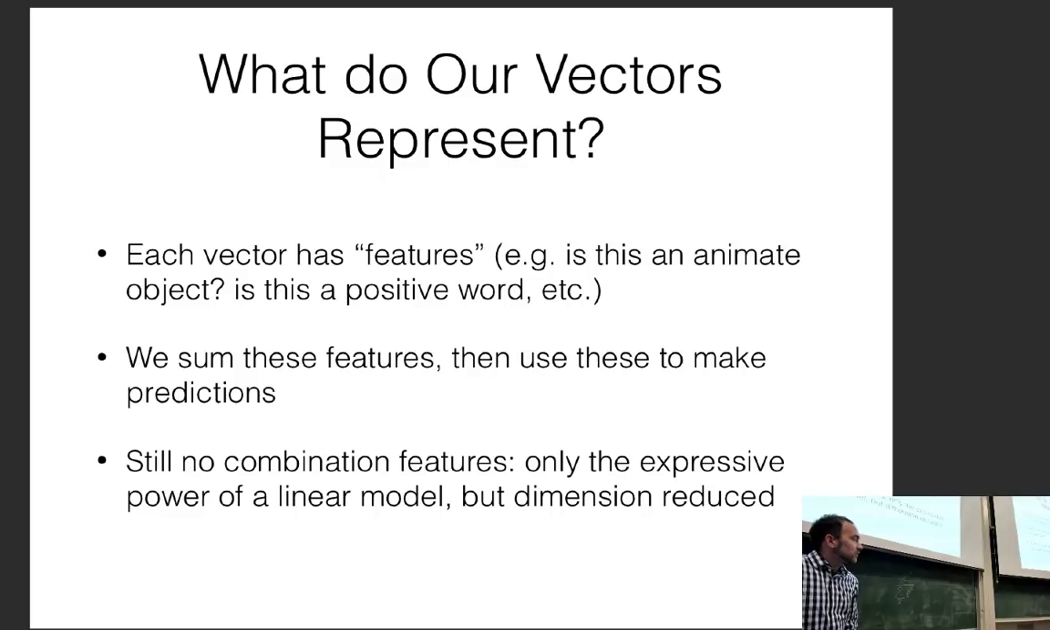The thing to note here, though, is we still don't have any combination features. This is still a linear combination, so it only has the expressive power of a linear model. But you can do things like reduce the dimensions. If you create a very small feature vector, you can explode the dimensions and make bigger features as well. But this is not really the interesting model. The really interesting model is the next model.